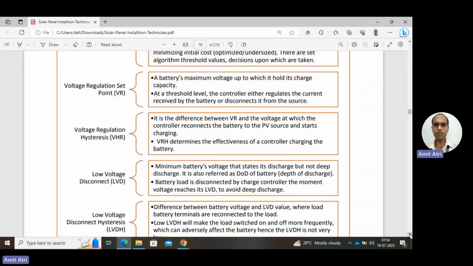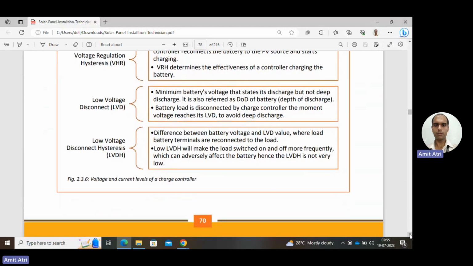So, low voltage disconnect: voltage decreases up to a certain minimum voltage limit. After that, deep discharging will occur, which will adversely affect the battery. So the battery will be disconnected from the load by this controller. The minimum battery voltage we call the low voltage disconnect. Now, a similar type of hysteresis is available for the lower limit as well. This is the limit between the battery voltage and the low voltage disconnect, where the load is reconnected.